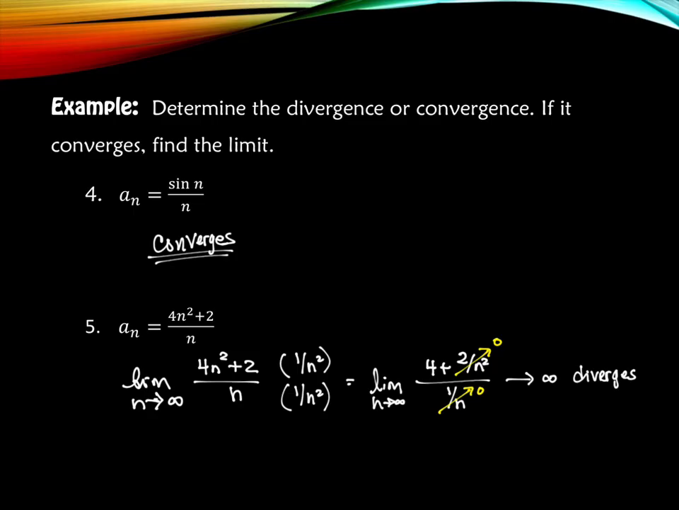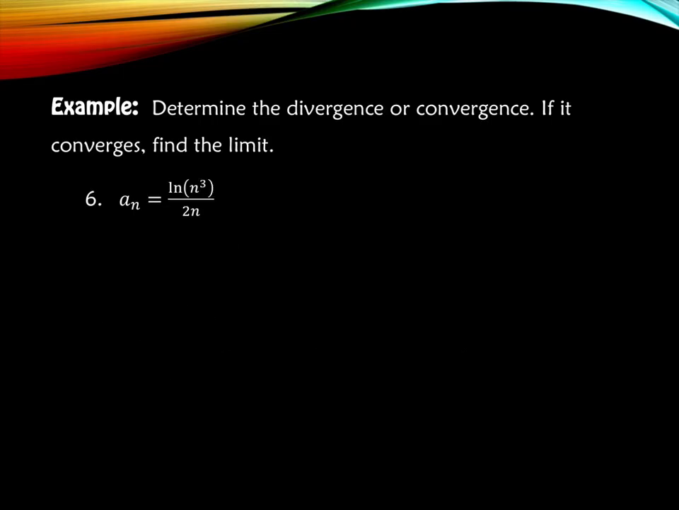It's probably worth noting as well that if you wanted to divide this by 1 over n instead, you'd still get the same kind of thing going on. It would look a little bit different in our work, but it'd be okay. I think it's a little bit more natural to see it divided by the highest exponent every time, so that's my default that I go to. Okay, 6th one.